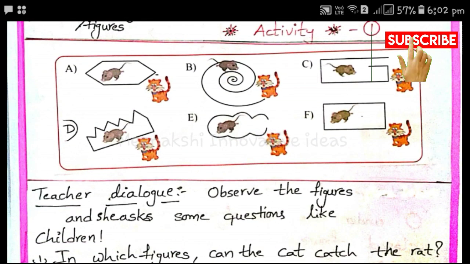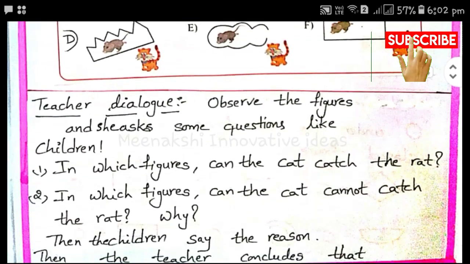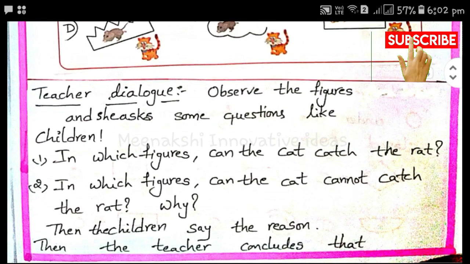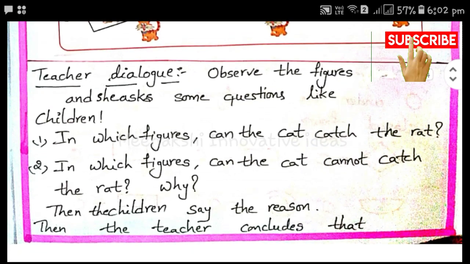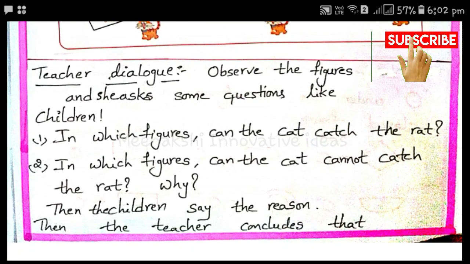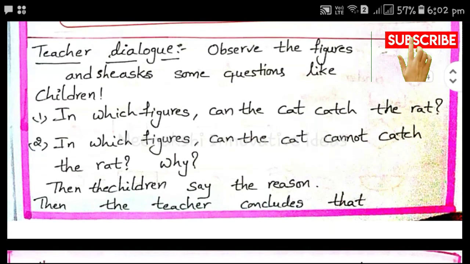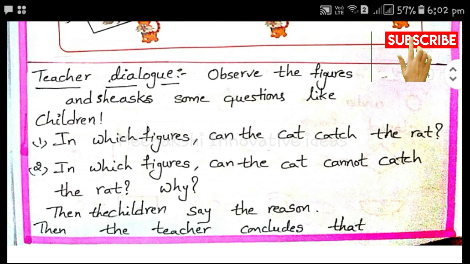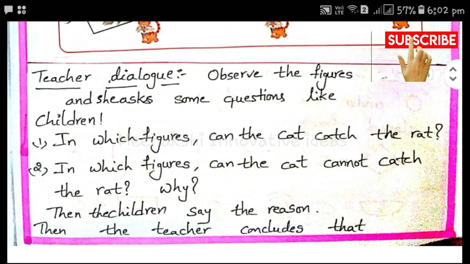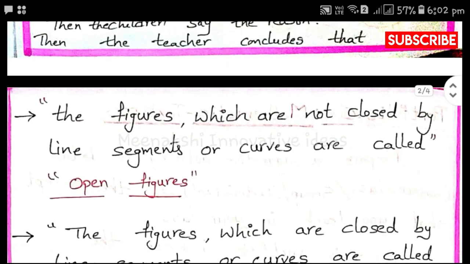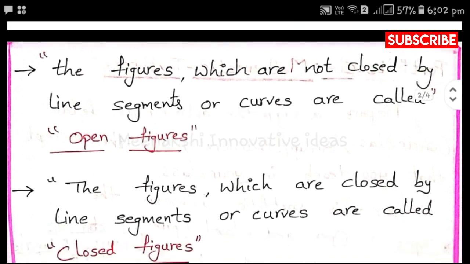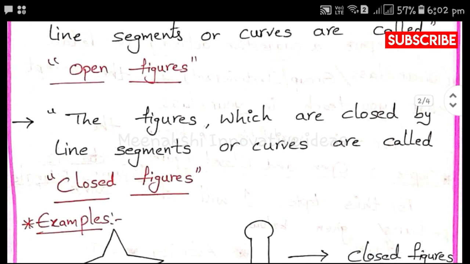Then the teacher asks the children, in which figures can the cat catch the rat? In which figures can the cat not catch the rat? Why? Then the children say the reason. Closed ones are not able to get into the figure and open ones are able to get into the figures to catch the rat. Then the teacher concludes that the figures which are not closed by line segments or curves are called open figures. The figures which are closed by line segments or curves are called closed figures.